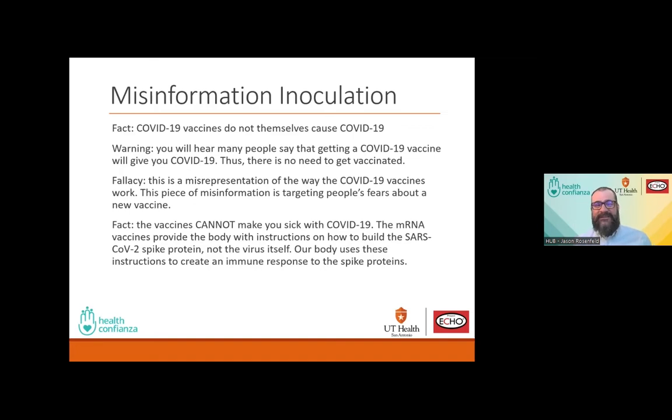The mRNA vaccines do not have viral particles in them. They have the instructions on how to build the spike protein, not the virus itself. And then our body uses those instructions to create an immune response. And so, in fact, it is not possible for us to get COVID-19 from the mRNA vaccines.